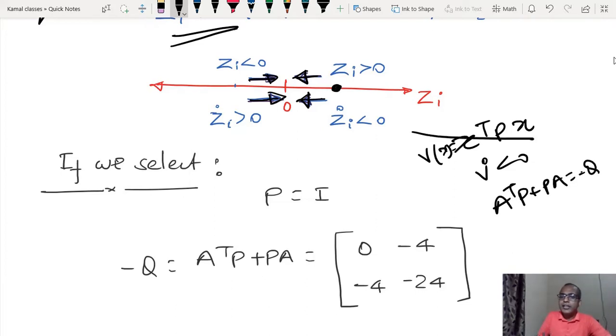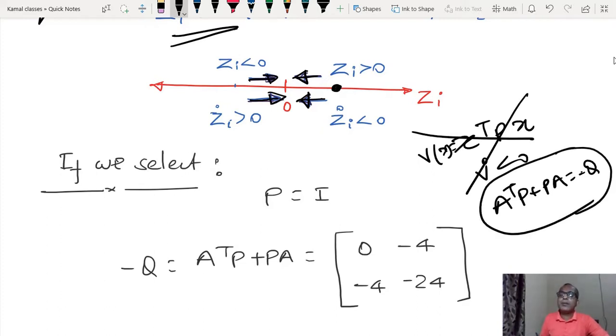Now there is no need to do this step. Directly I can jump to this particular equation, A transpose P plus PA equal to minus Q, and what I am going to do in the first way is fix P. So I have fixed P equal to the identity matrix, the identity 2 cross 2 matrix. So I am going to select this.